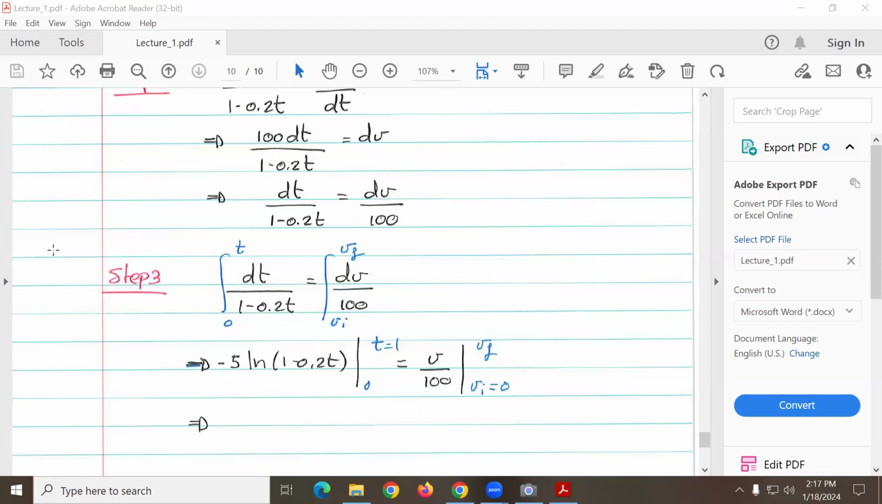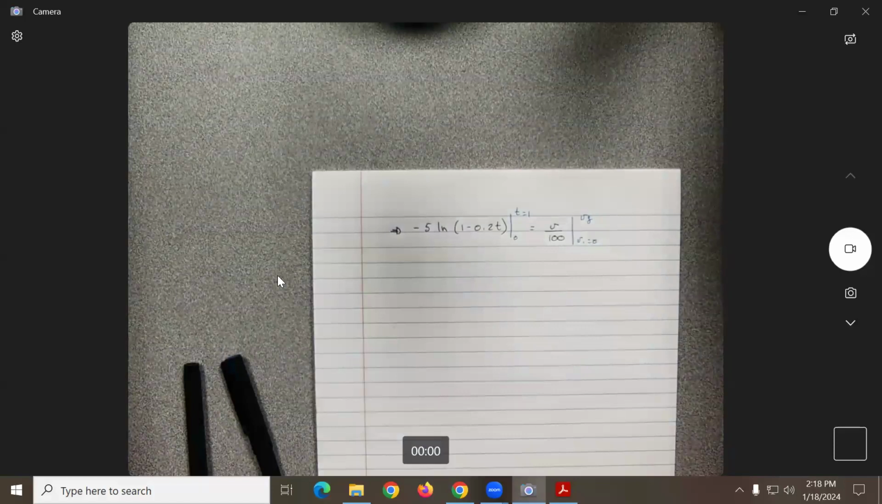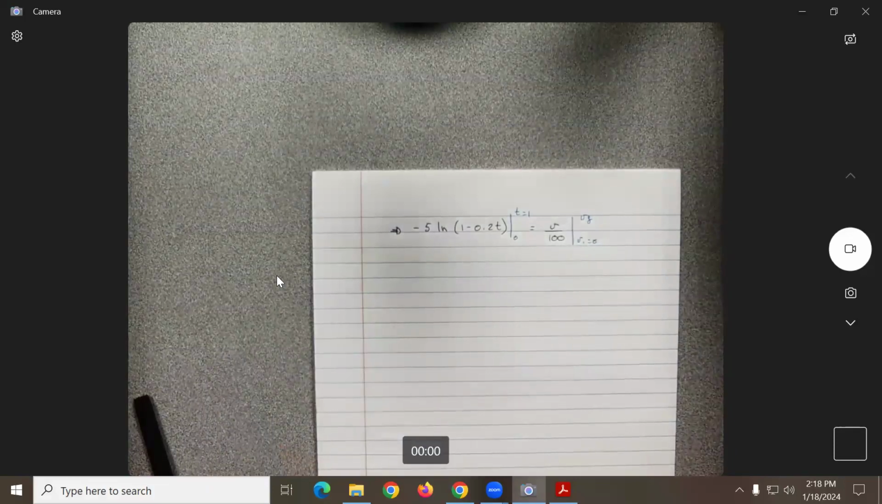So it looks like last time we were in step 3, at minus 5 log of 1 minus 0.2 t, from 0 to t, equal to 1, equal to v over 100. Okay, so let's see. Looks like this is problem 13.19. I'm just going to finish the procedure. Now we need to do step 4.